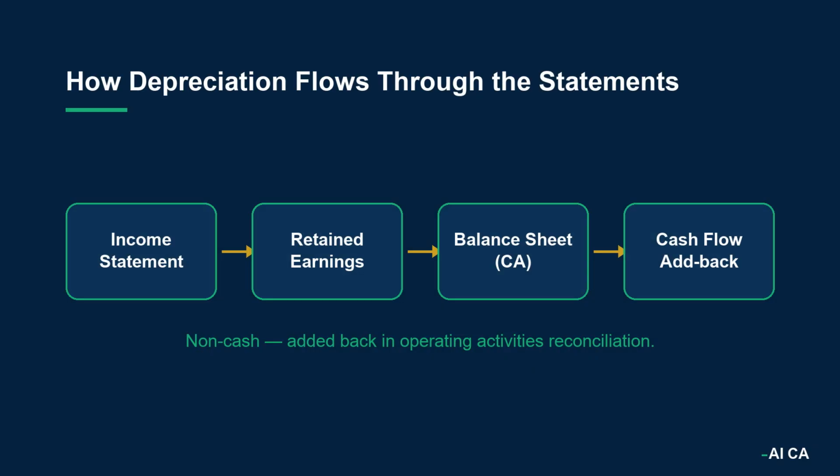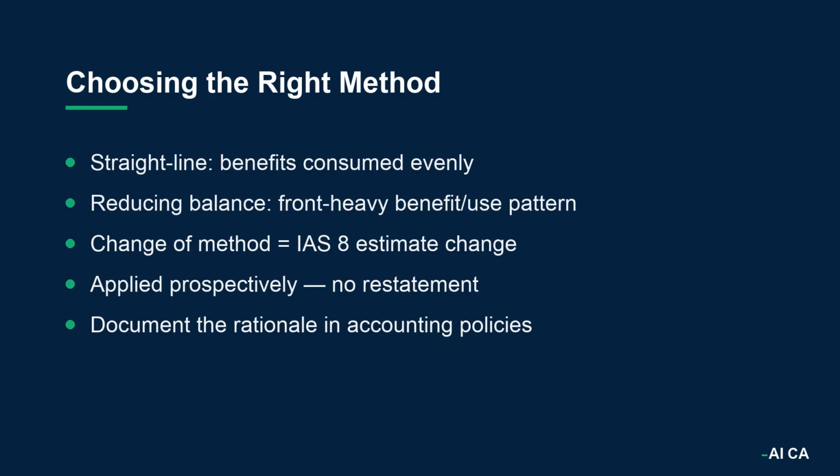How does the depreciation charge flow through the financial statements? It hits the income statement as an operating expense, reducing profit before tax. That reduced profit flows into retained earnings via the statement of changes in equity. Meanwhile, the accumulated depreciation balance on the balance sheet grows, reducing the net carrying amount of the asset. There is no cash flow. Depreciation is added back in the operating section of the cash flow statement when you reconcile profit to cash from operations. So when should you use each method?